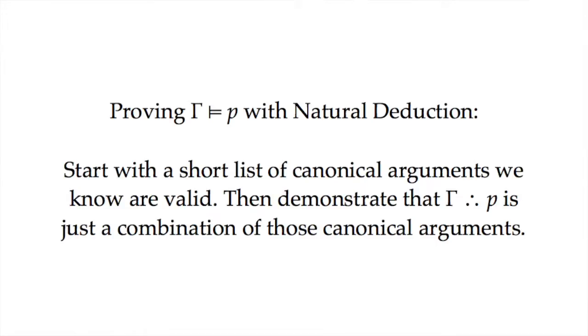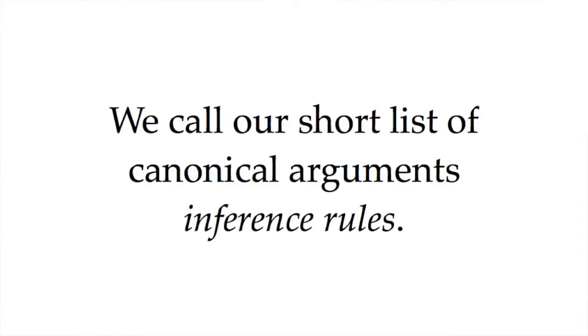But here's the general idea. To prove that gamma entails p with natural deduction, we start with a short list of canonical arguments that we already know are valid. Then we demonstrate that the argument gamma therefore p is really just a combination of those canonical arguments that we already know are valid. These canonical arguments are called inference rules. We're going to start out by learning 10 inference rules, 10 canonical arguments.